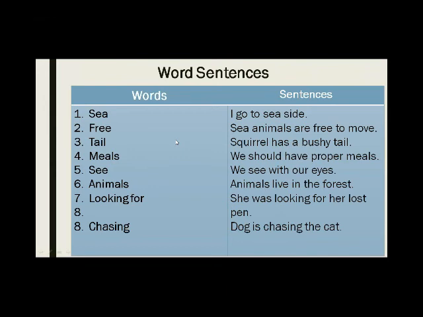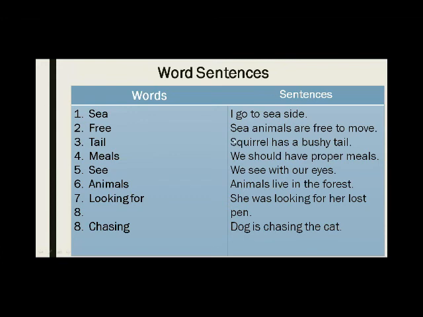The next word is tail. The sentence of tail is squirrel has a bushy tail. Every animal has a tail, so squirrel has a very bushy tail, a brush-like tail. Okay, meals. We should have proper meals.